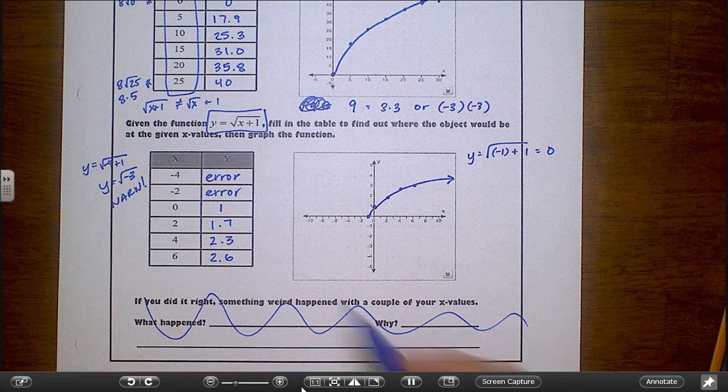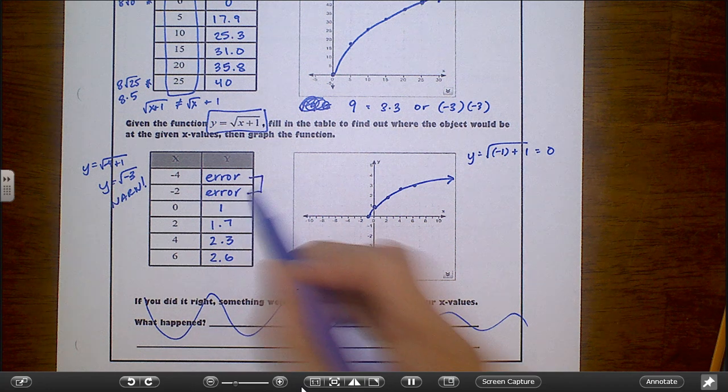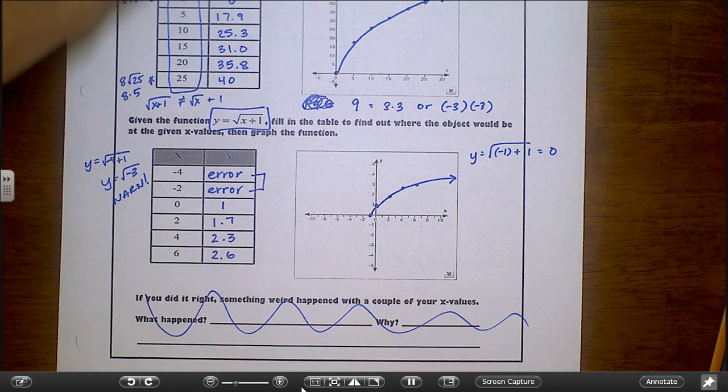This we're not going to do because we talked about that. Basically, I was looking for you to say, like, we got an error. Why is that? Well, you can't take the square root of a negative number. Okay.